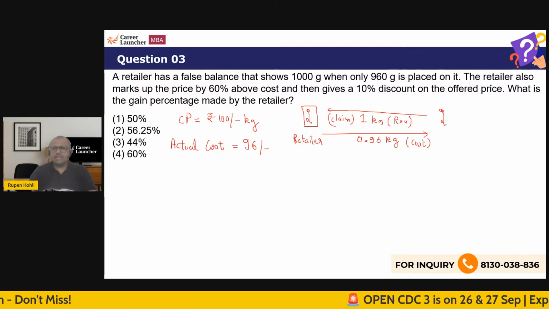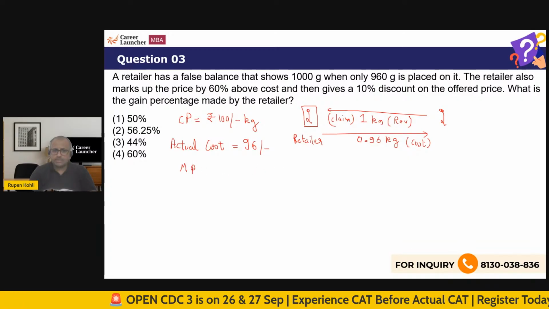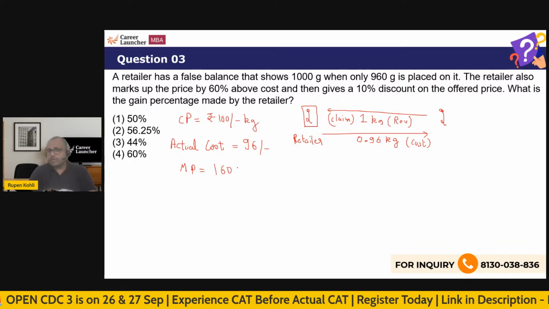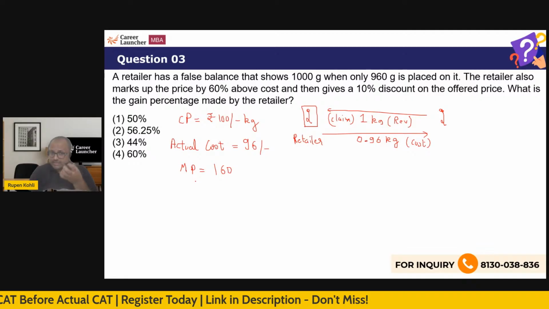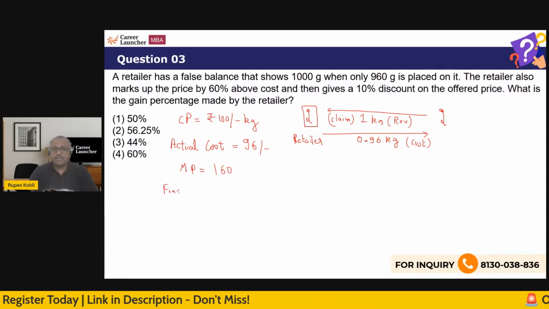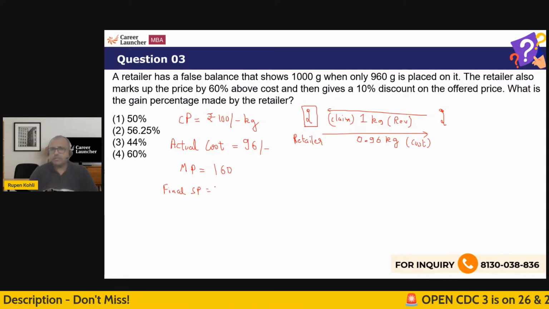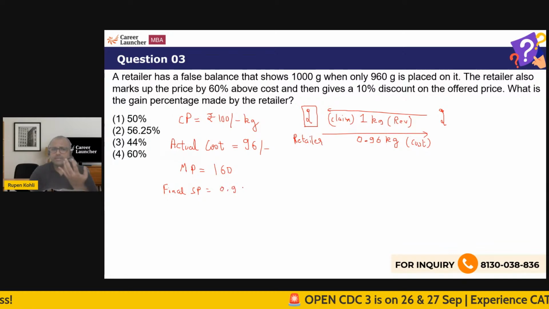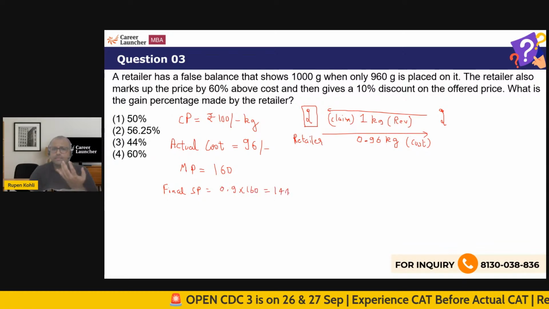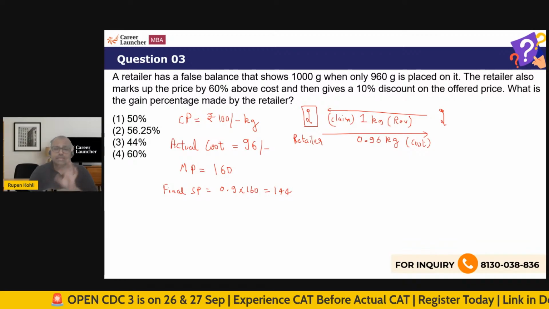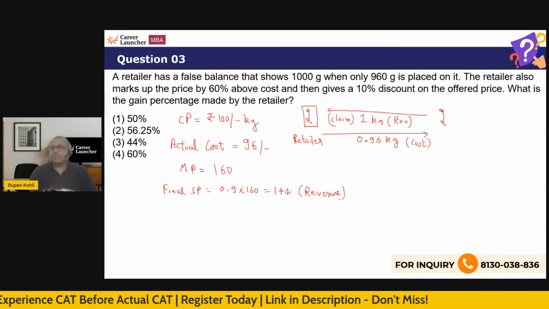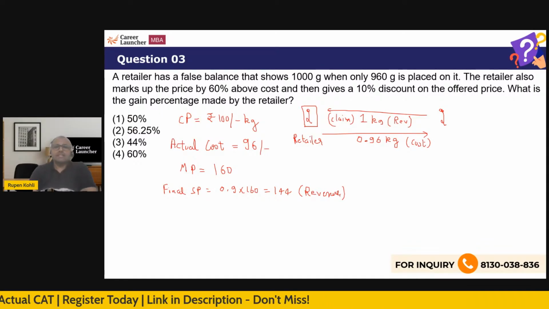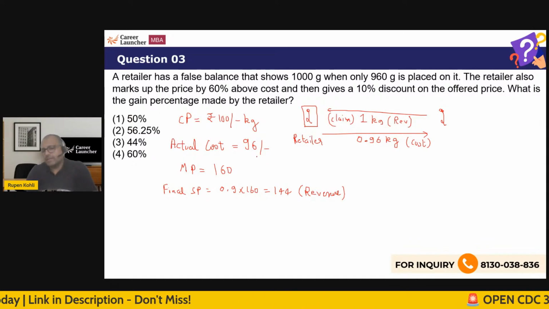Now, what is his selling rate? The retailer marks up the price by 60%. So from the cost price of 100 rupees that I've assumed, the mark price becomes 160 rupees, 60% above 100. Then he gives a 10% discount, so decrease this by 10%. So the final selling price is therefore 90% of the mark price, 0.9 times 160, which is 144 rupees. So against 1 kg of goods, this is exactly his revenue as well, right? He gets 144 rupees, which is his final selling price against the actual cost of 96.